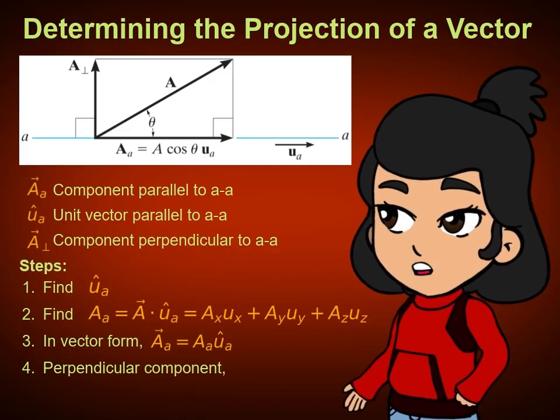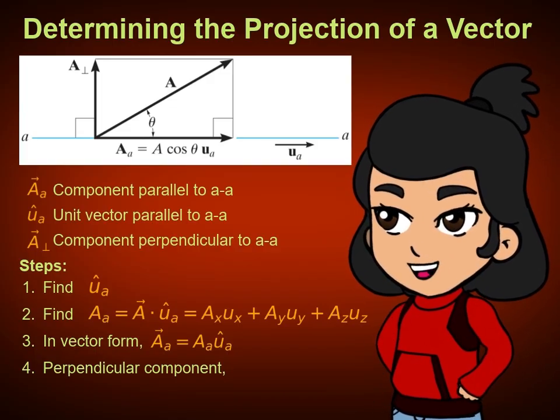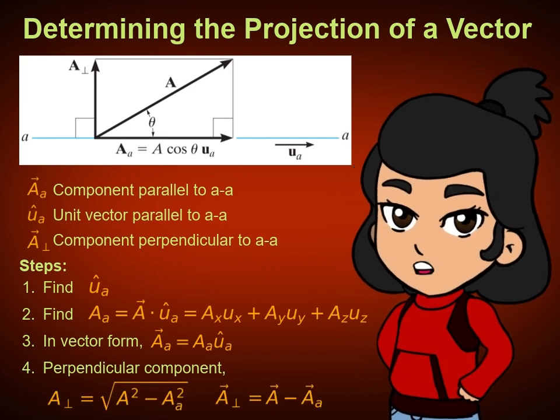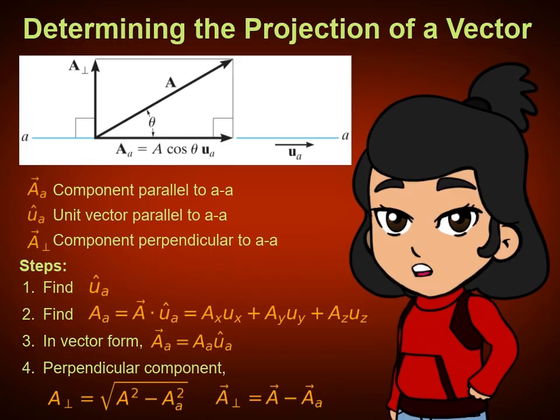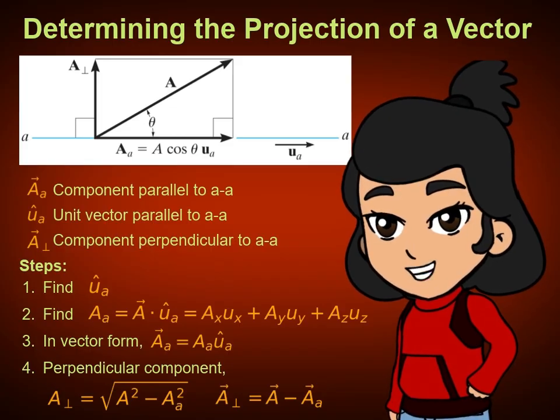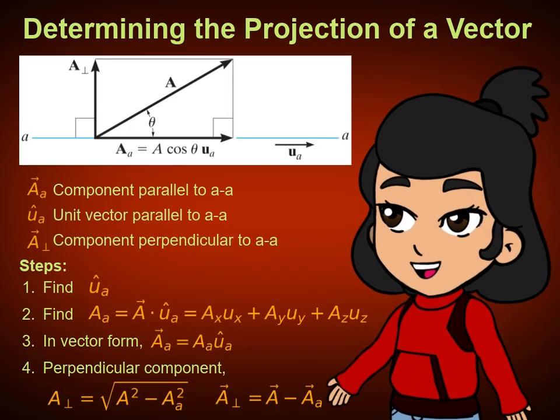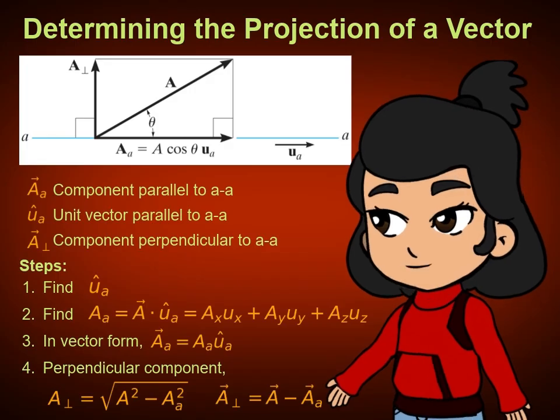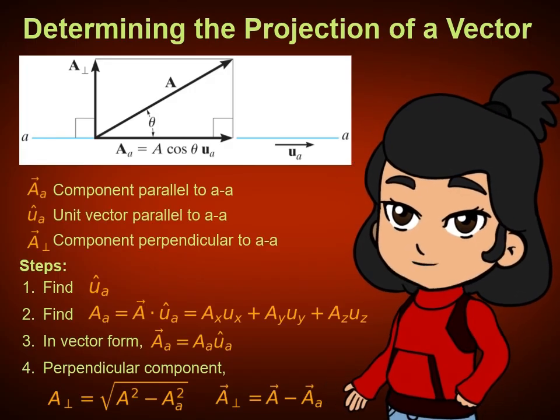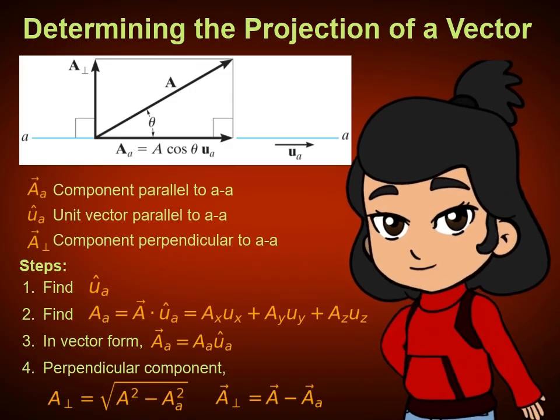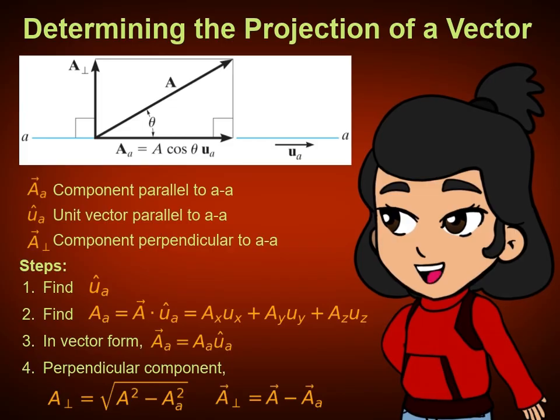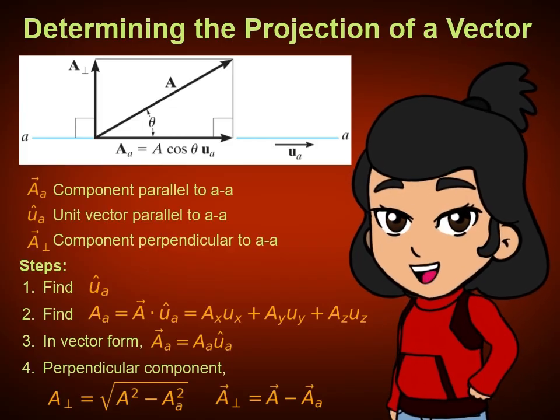If instead you are interested in the perpendicular component, then you simply apply the Pythagorean theorem, such that the magnitude of vector A is equal to the square root of A perpendicular squared plus A parallel squared, and solve for A perpendicular. Similarly, the vector A perpendicular is equal to the vector A minus the vector A parallel.